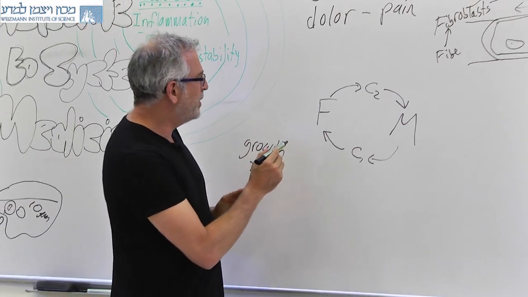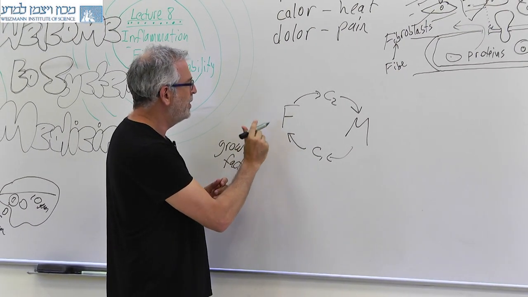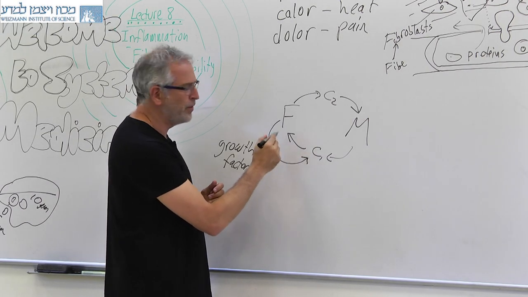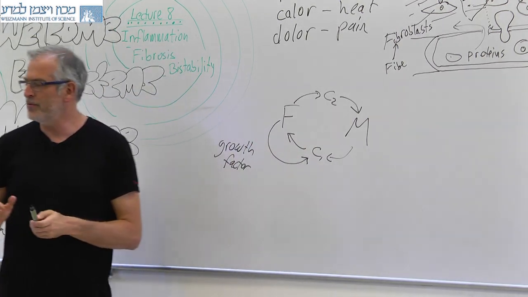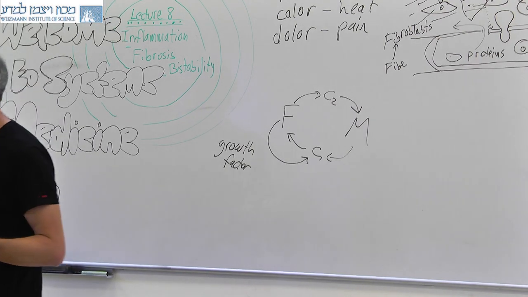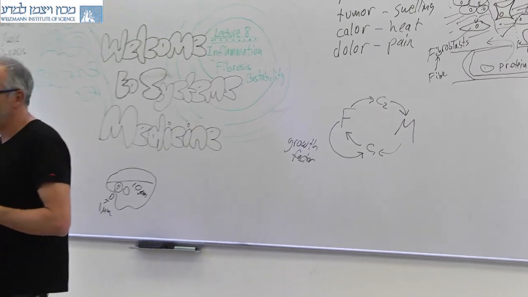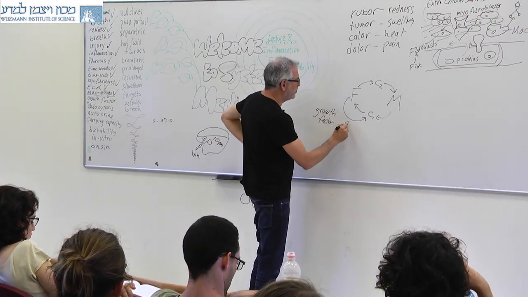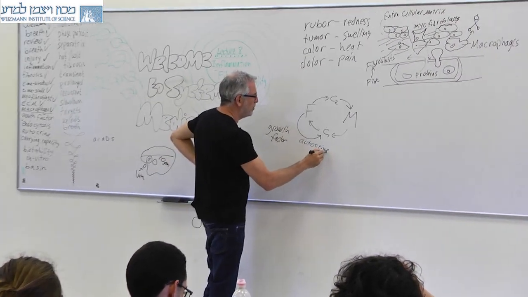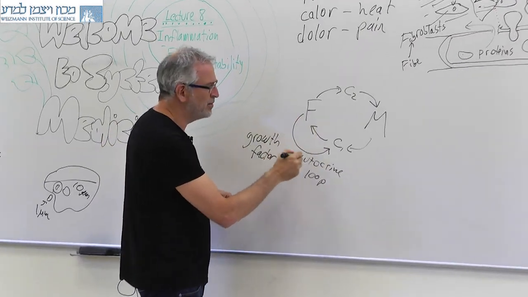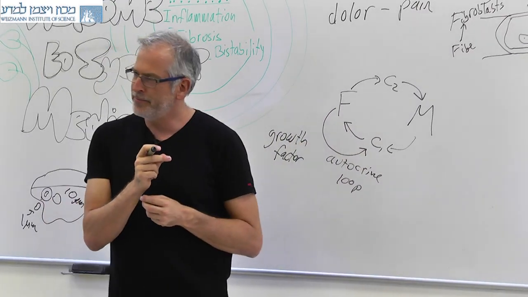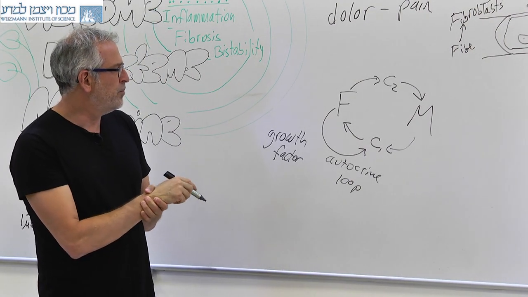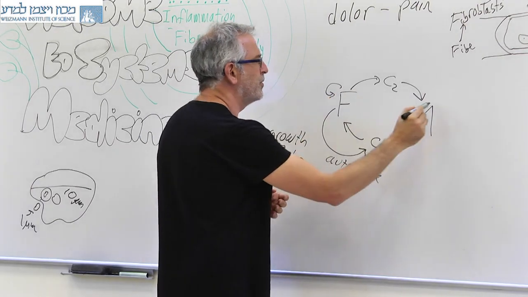And another interesting thing that happens in this circuit is that F also secretes this growth factor. In other words, this is very interesting, the fibroblasts secrete their own growth factor. This is an experimental fact, and this is called an autocrine loop. That's just a name for a cell secreting the factor it needs. And both these cell types divide, of course.